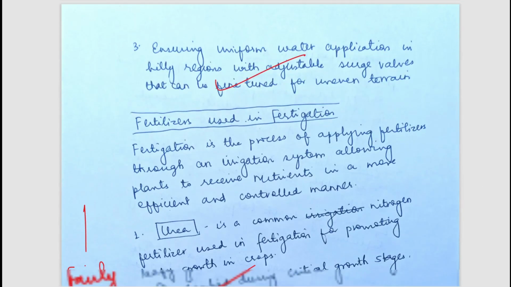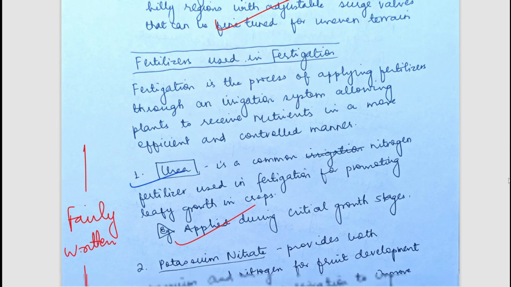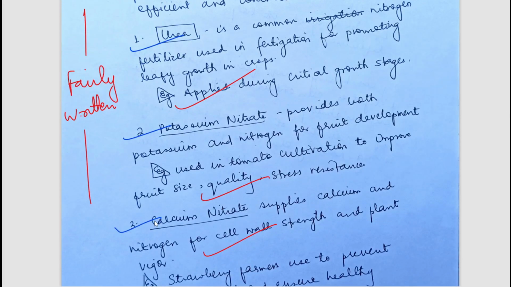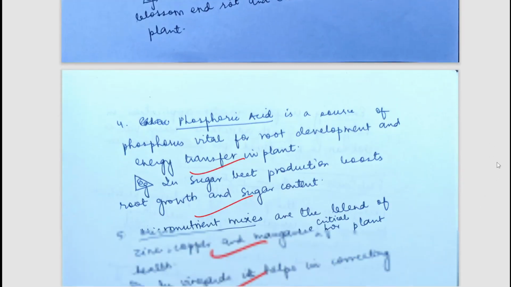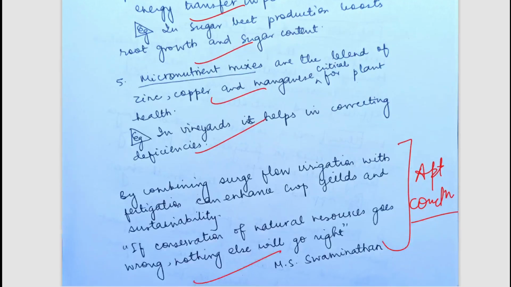Also, fertilizers used in fertigation have been mentioned, such as urea, potassium nitrate, and calcium nitrate. We all know what fertigation is: applying fertilizers through the irrigation. The fertilizers are added to the irrigation tank, and through drip irrigation they go directly to the plant. Phosphoric acid has been mentioned. A good amount of fertilizers have been mentioned, and it is well concluded.